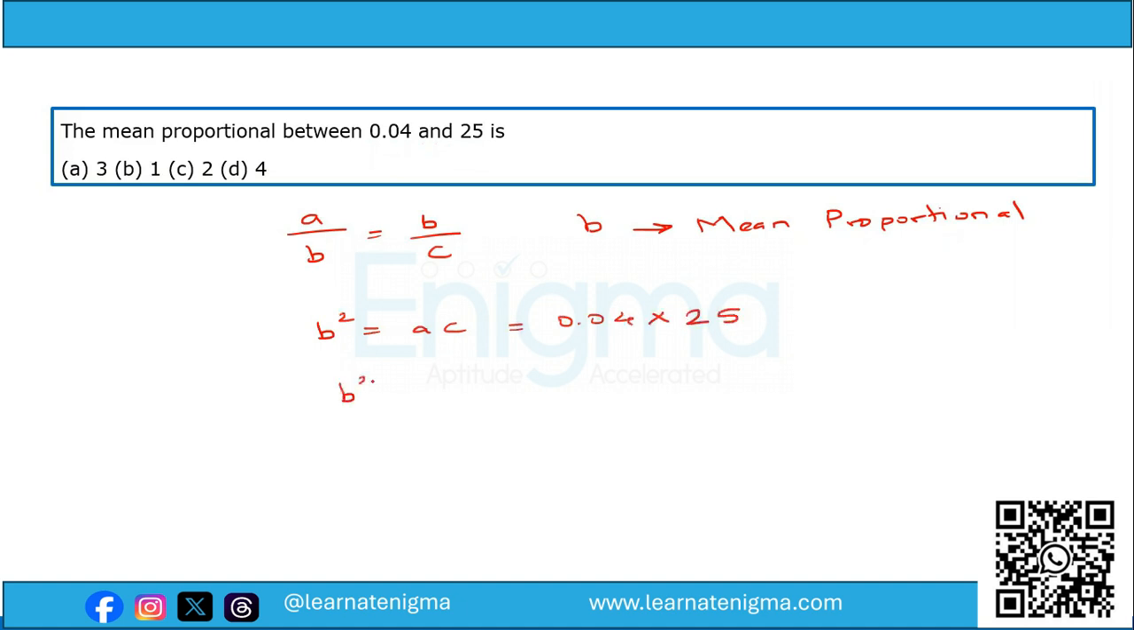So therefore, we get B square is equal to 1. Taking square roots on both sides, we get B is equal to 1. So answer will be option B.